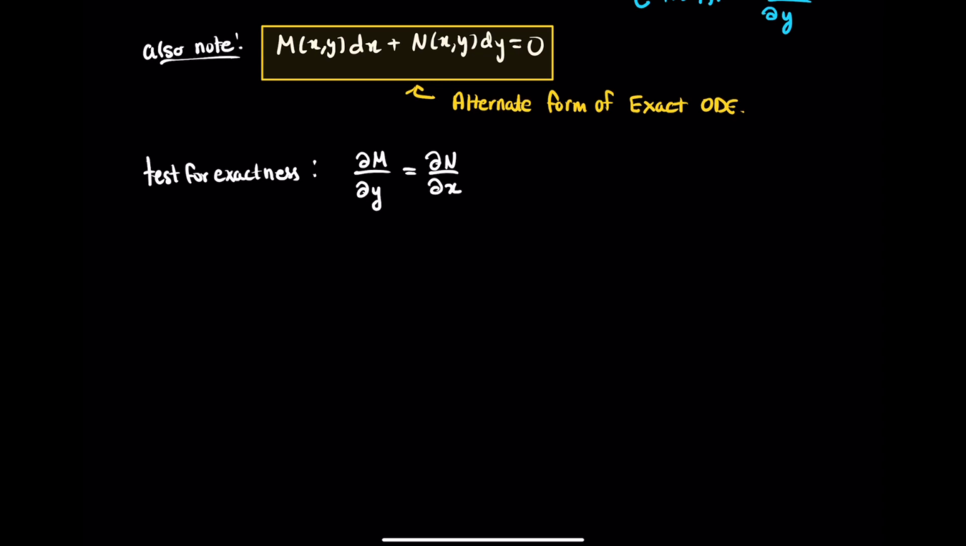If this test passes, then all is good. And I'll show you how to solve the exact equation in a second. But if the test fails, then you have to come up with an integrating factor, and you have to multiply that integrating factor with the given ordinary differential equation to make it exact, and then the test for exactness will pass, and then you will continue with the procedure. So this is very important.